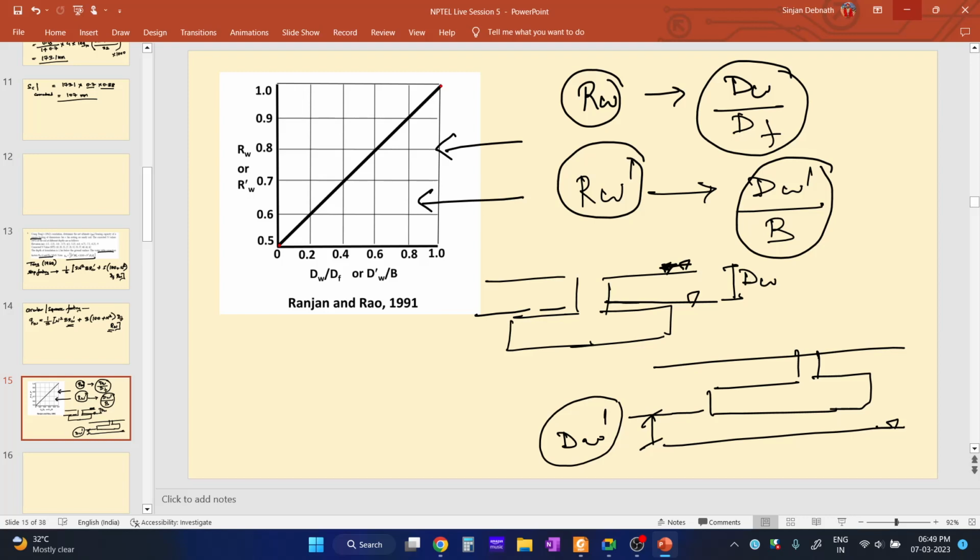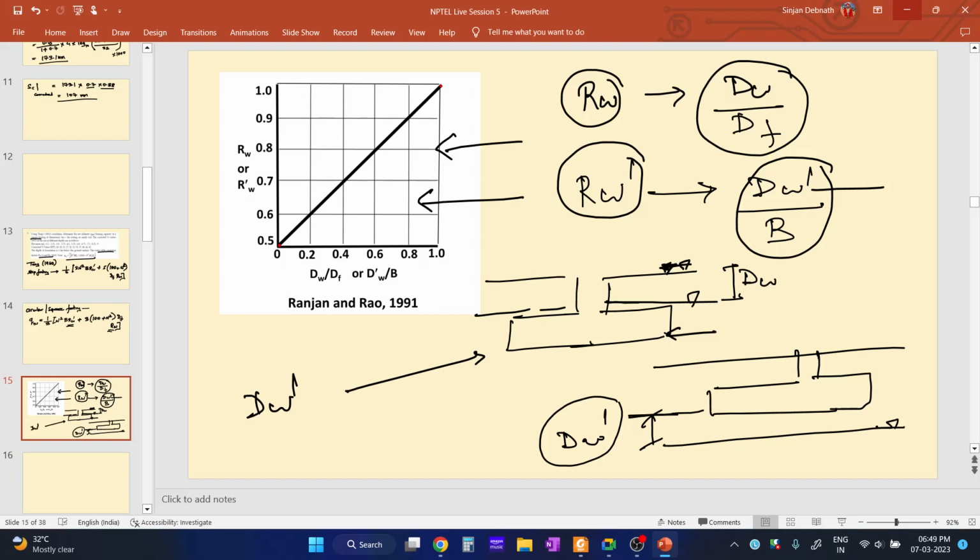If the groundwater table is over here at a depth dw, that is above the base of the footing, so this is the base of the footing and the groundwater table is above it, in that case this dw dash will be 0, right? Because dw dash is taken below the base of the footing, the depth from the base of the footing to the groundwater table. So if the groundwater table is above the base of the footing, we will get some value of dw, but dw dash will be 0.